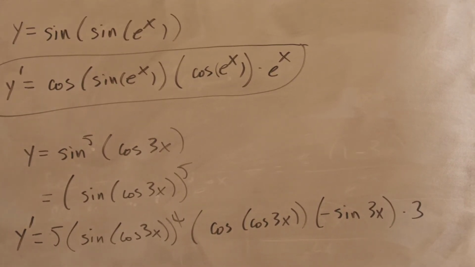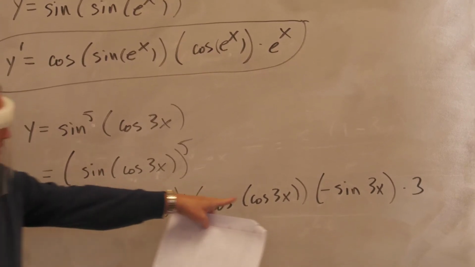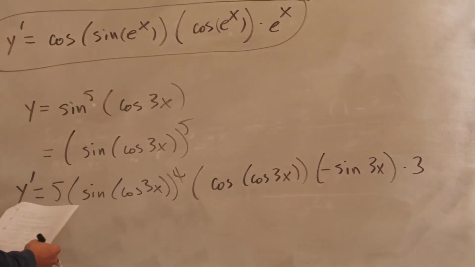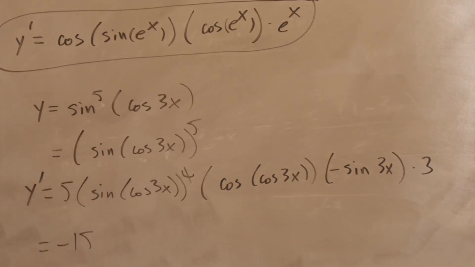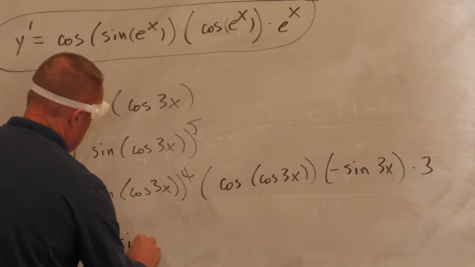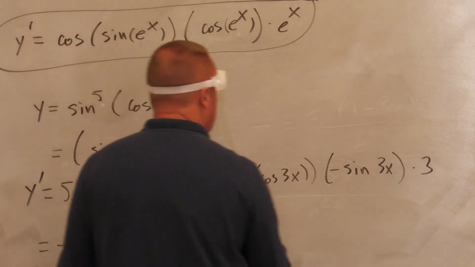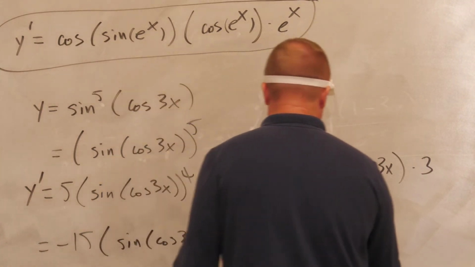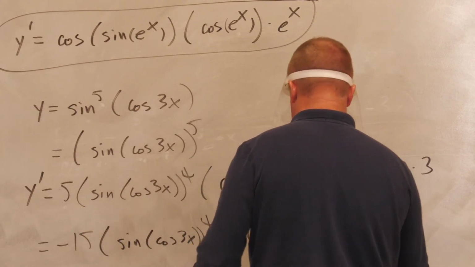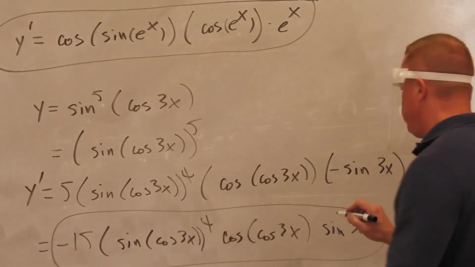So let's see if we can reduce it any. I know we can a little bit. You can't do anything with this. The 5 and the 3 we can multiply, and the negative 1 there. So that would give us a negative 15. And then the rest of it you really just leave. So I would have sine cosine 3x to the fourth, and then cosine of the cosine of 3x, and then sine 3x. Should be a pretty good answer there.